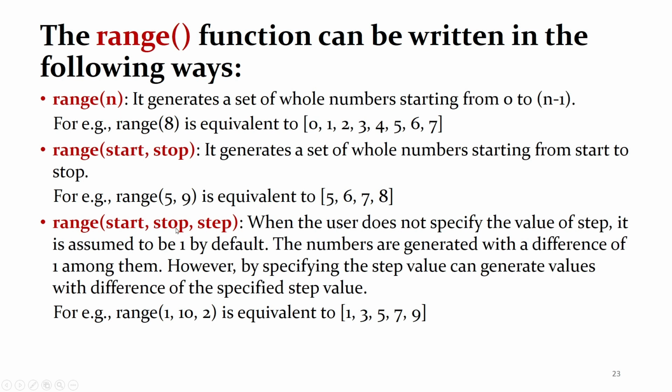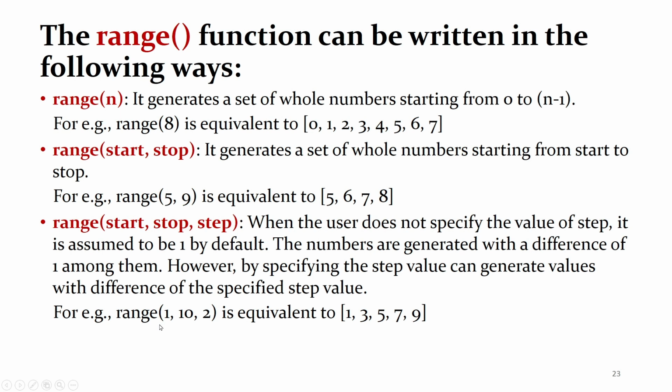Then range start, stop and step, again here the stop value will be minus 1. When the user does not specify the value of step, it is assumed to be 1 by default. The numbers are generated with a difference of 1 among them. However, by specifying the step value, we can generate values with a difference of the specified step value.